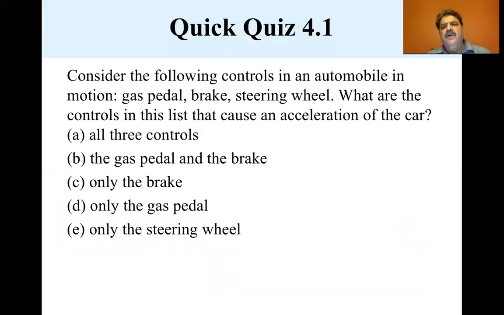Okay, let's take a quick quiz. Consider the following controls in an automobile in motion: the gas pedal, the brake, and the steering wheel. What are the controls in this list that cause an acceleration of the car? Is it all three controls, the gas pedal and the brake, only the brake, only the gas pedal, only the steering wheel? Well, think about it, and you should know these, right?